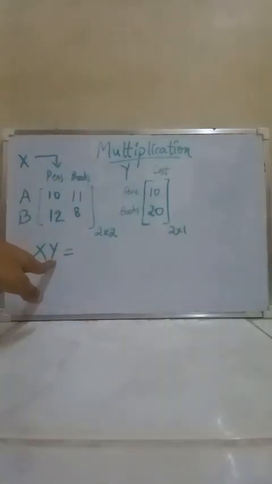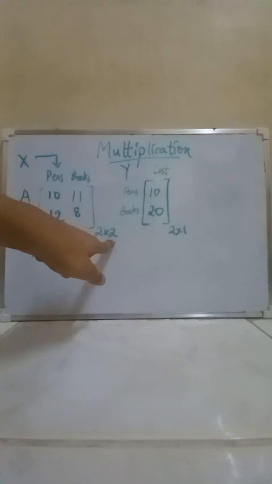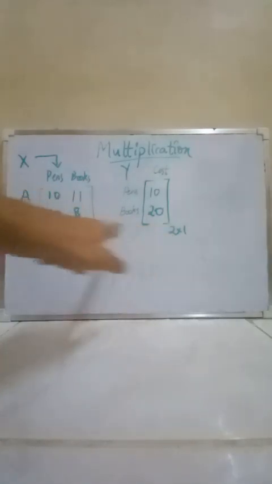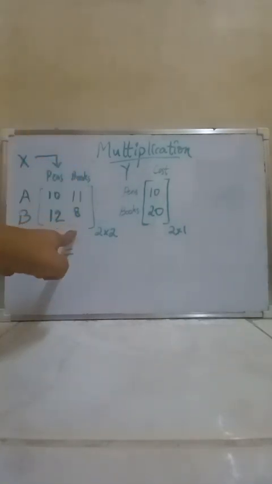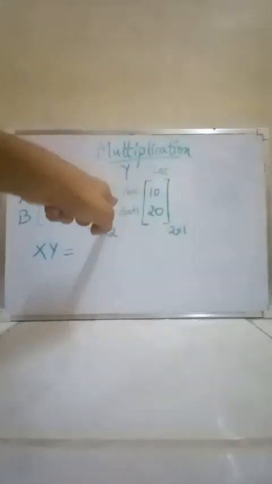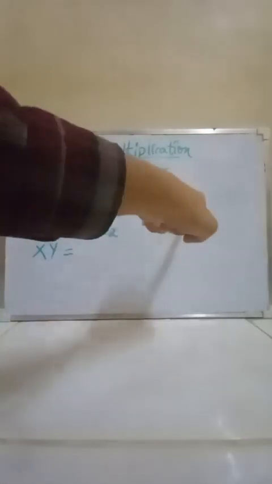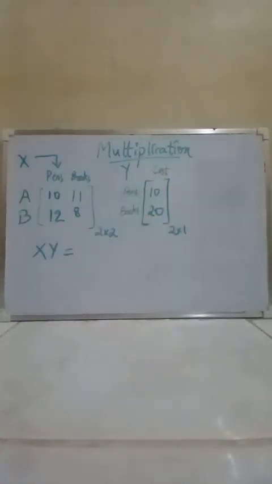If you want to do that, the condition is that the number of columns in the first matrix has to be equal to the number of rows in the second matrix. The first matrix here has two columns, right? It has to be equal to the number of rows in the second matrix. In the second matrix, there are also two rows, right? So it's 2 and 2, so the multiplication of the two matrices is possible, okay?